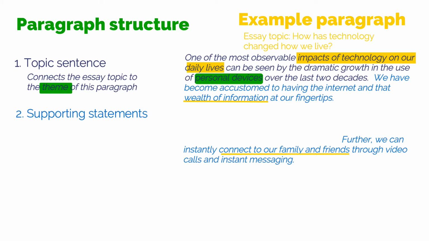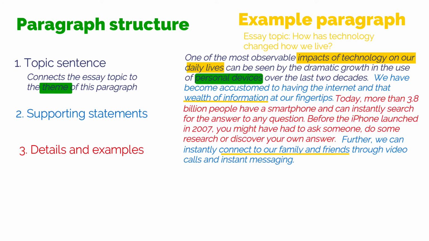To help illustrate these points, it's useful to now add in some examples or statistics, depending what is more relevant. I will add both. We have become accustomed to having the internet and that wealth of information at our fingertips. Today, more than 3.8 billion people have a smartphone and can instantly search for the answer to any question. Before the iPhone launched in 2007, you might have had to ask someone, do some research, or discover your own answer.